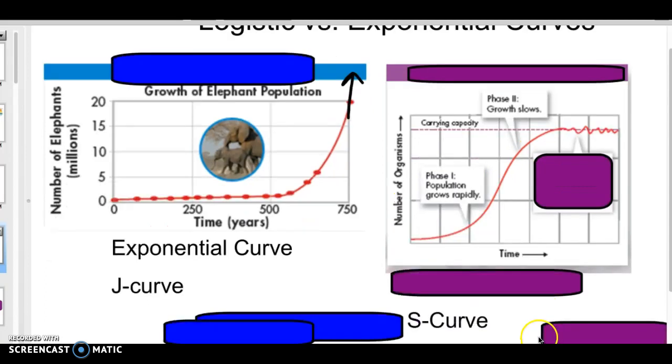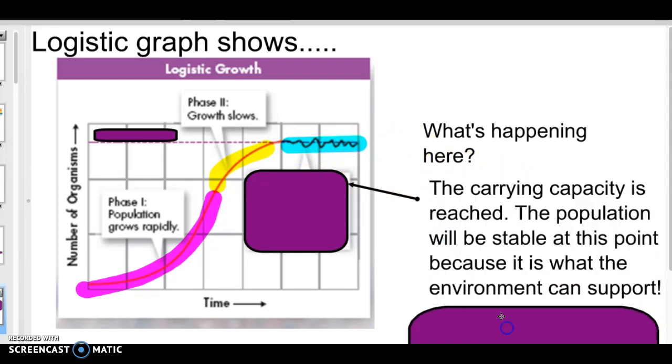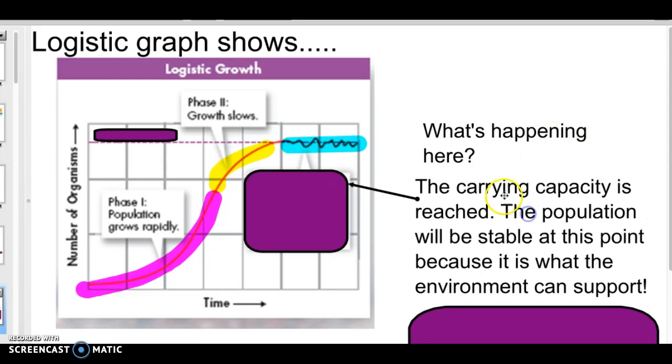Another name for logistic growth is an S-curve shape. So let's look at this logistic growth graph a little bit more. There is a part where it is exponentially growing, and then it begins to slow down, so it begins to curve, and the growth in the population is starting to slow, and then it kind of stabilizes and remains at this number from now on. And that right here means that the population has reached its carrying capacity, which means the population is stable and the environment cannot support any more of them. That is the max number it can get, and it just stays at that number.